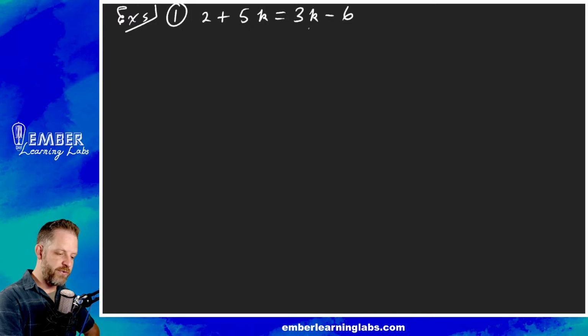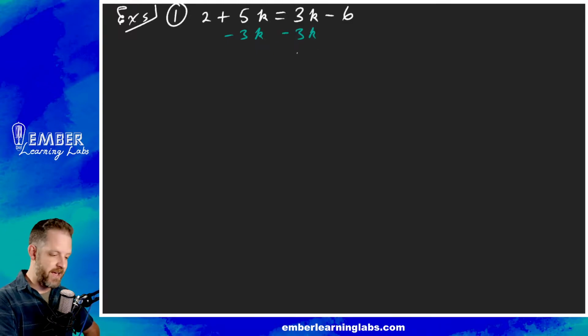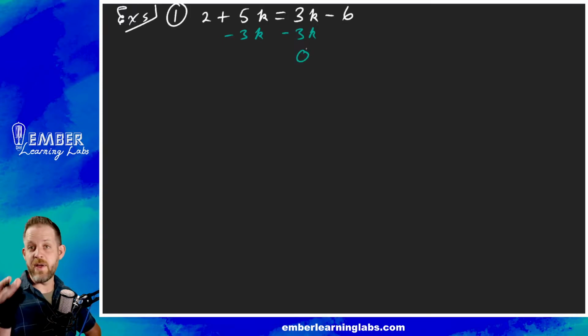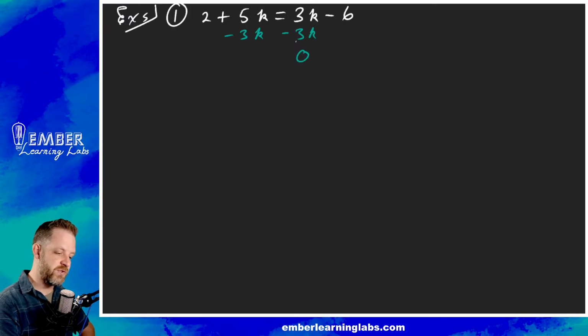So we're going to move the 3k from this right side over to the left side. So we're going to subtract 3k, and we're going to subtract 3k over here. Now, the reason this works is because 3k minus 3k is 0, right? So that variable is going to disappear. It's going to poof away from that side, which is great, and that's exactly what we want. And so what we're left with on the right side is negative 6.